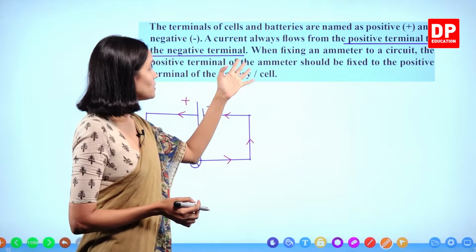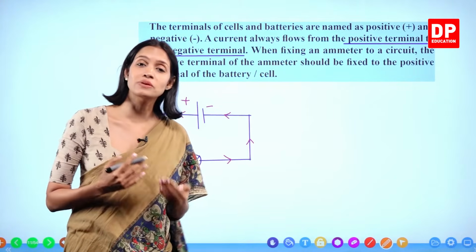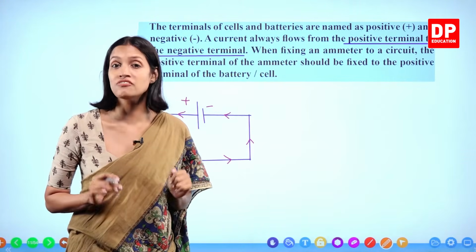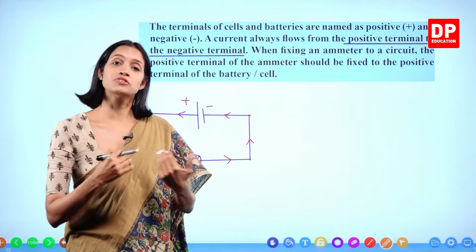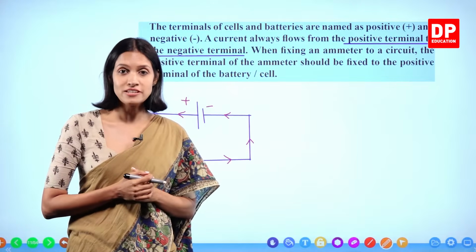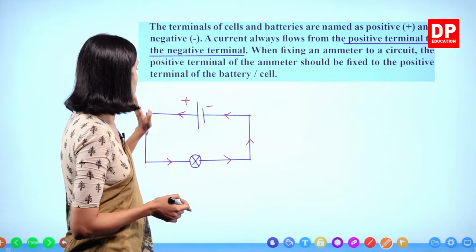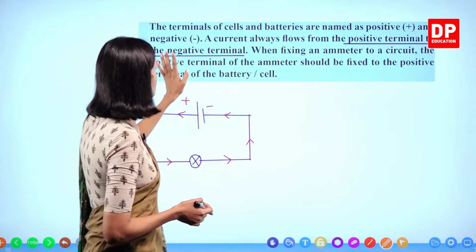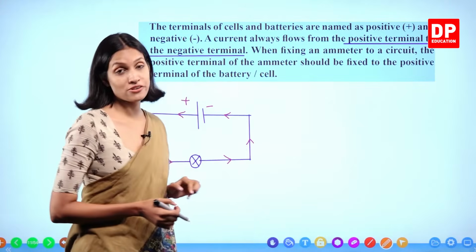So when fixing an ammeter to a circuit, remember, like when we consider ammeters, galvanometers, milliammeters, they also have a positive and negative terminal, right? So through them also electricity flows in a certain direction, right children? So therefore, when fixing an ammeter to a circuit, the positive terminal of the ammeter should be fixed to the positive terminal of the battery. This is very important, right? Positive terminal of the ammeter should be connected to the positive terminal of the battery.